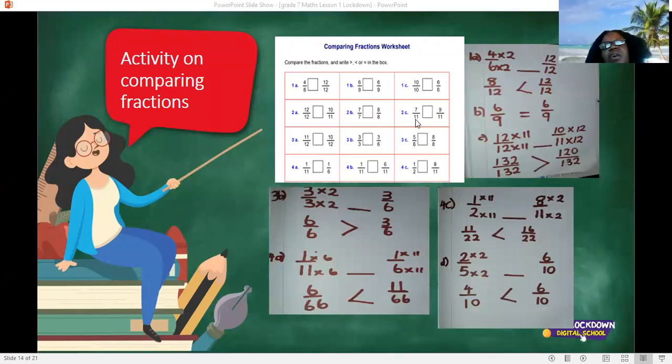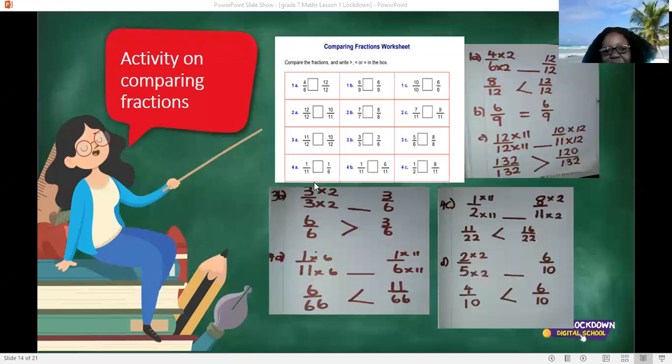2C, we have 7/11 and 9/11. Okay, so if you remember on the first thing that we said, if the denominators are the same, you simply have to look at the numerator. And which numerator is bigger? 9/11. Yes, you guessed it right. Let's move to 3A. 3A, still same denominators, which is 12. You can easily compare that one. And then 3/3, which is a whole, and 3/6. The bigger one is the whole because it's full. And then number 3C, still the same.